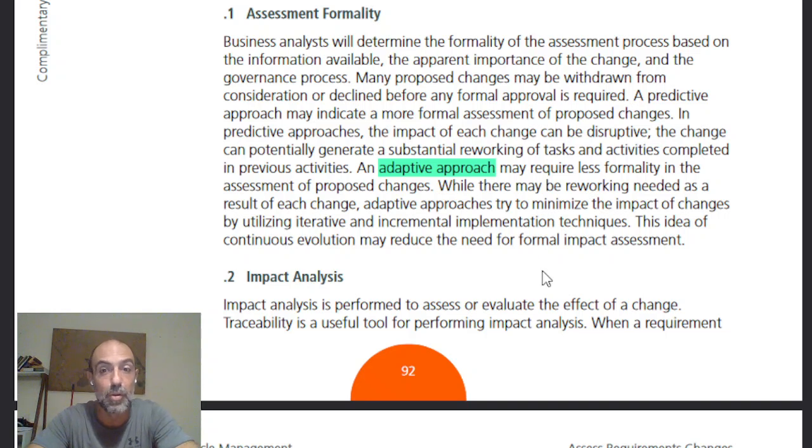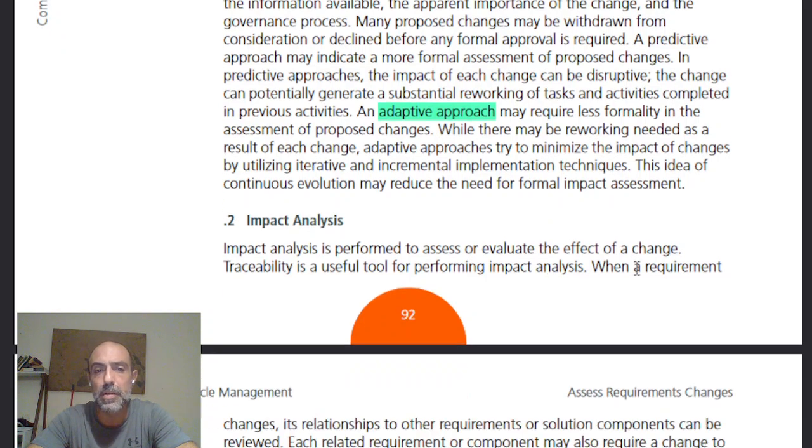An adaptive approach: while there may be rework as a result of the change, adaptive approaches try to minimize the impact of changes by utilizing iterative and incremental implementation techniques. So I misdiagnosed the adaptive approach. What it means is you take the change and do it step by step instead of doing the whole change at one time, which is the formality part they're talking about. You split it into smaller pieces and slowly add it to the movements.